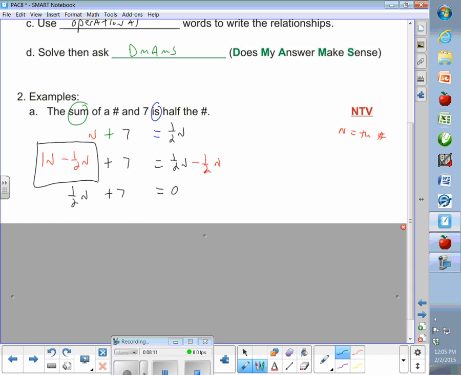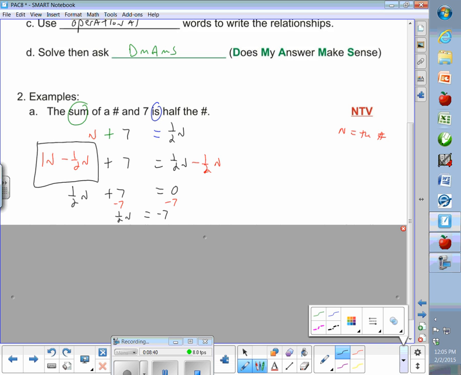Okay. What's next? Ooh, I got to squeeze everything in. What's next? Nick? I'm going to move that 7 by adding a negative 7 to both sides. I now have a 1/2 n left on the left, and I have a negative 7 on the right. Do you agree? The 1/2 n is left on the left and the negative 7 on the right. How would I finish this?